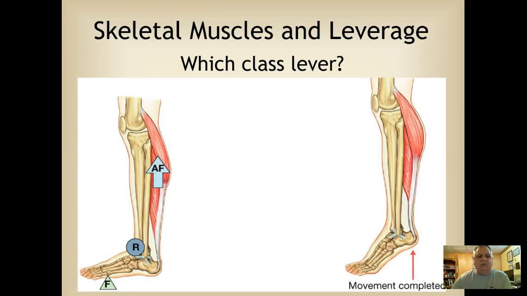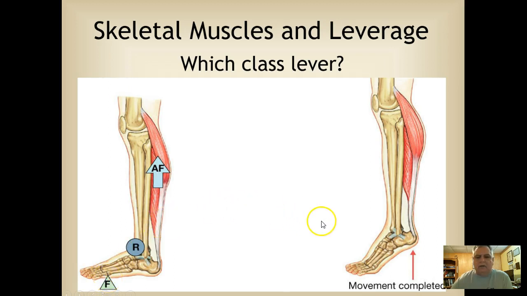So here we have our second scenario where we have an individual who's going to stand up on his tippy toes, lifting the weight of the body. So as we take a look at it, the effort, the applied force, is going to be provided by the gastrocnemius muscle, which attaches here on the calcaneal bone. The resistance is going to be the weight of the body. The resistance is going to be applied here through the center of the ankle. And the fulcrum is going to be on the ball of the foot. That's where the pivot point is going to be.